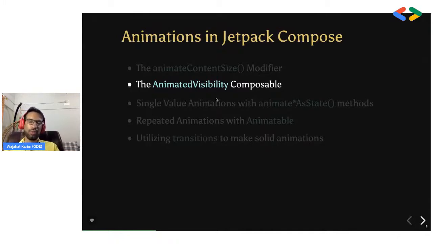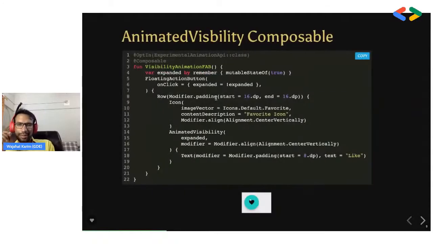So now we have AnimatedVisibility. AnimatedVisibility is for the case where you want to show or hide something. AnimateContentSize was about modifying the content of the current composable. But if you have something you want to show or hide, for example, there is this very interesting floating button, which hides the label when you scroll the list down. When you scroll up, it shows the label. So you can see it on the bottom.